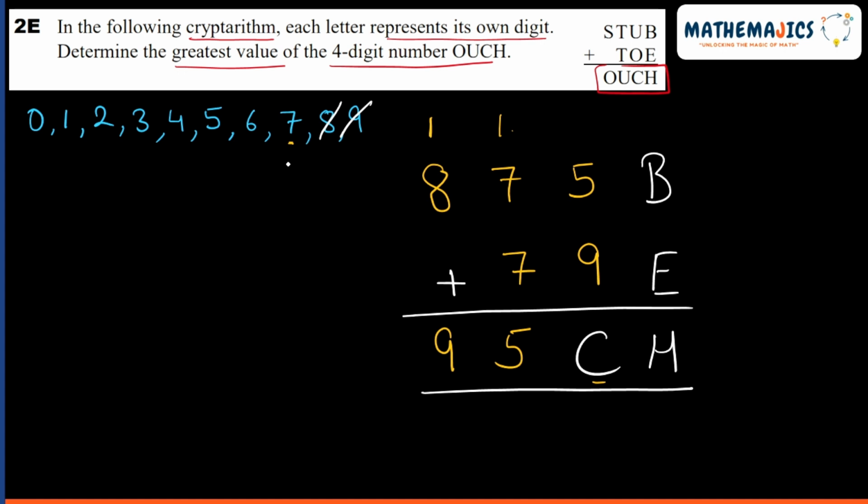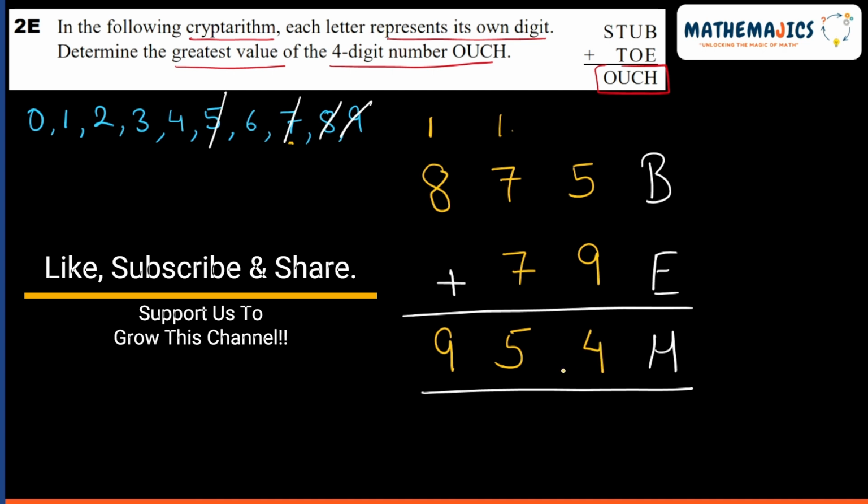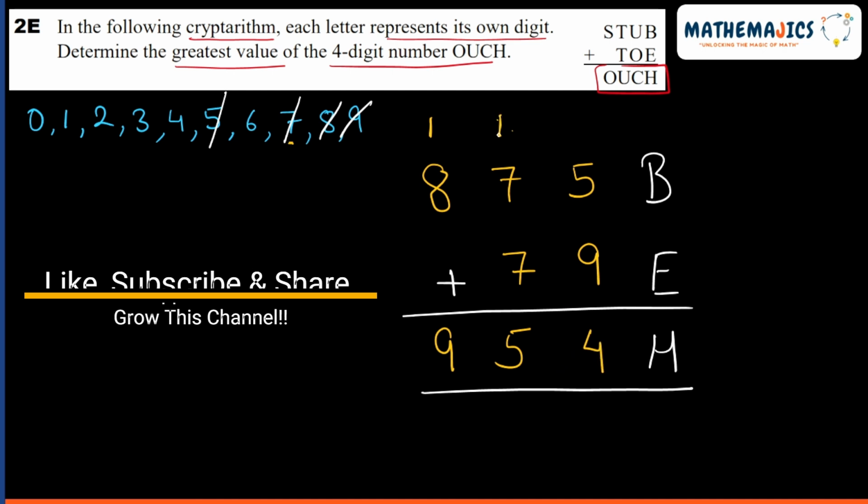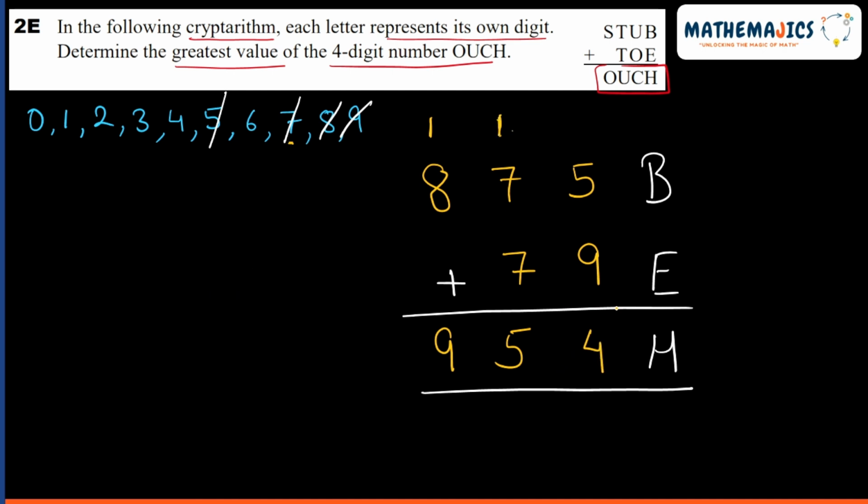Let's remove the values that we have used. We have used 7 and 5. Okay, so what will be the value of this C? 9 plus 5 gives us 14. That means C will be 4. 14, 1 carried forward to 7. So we have used 4 as well.